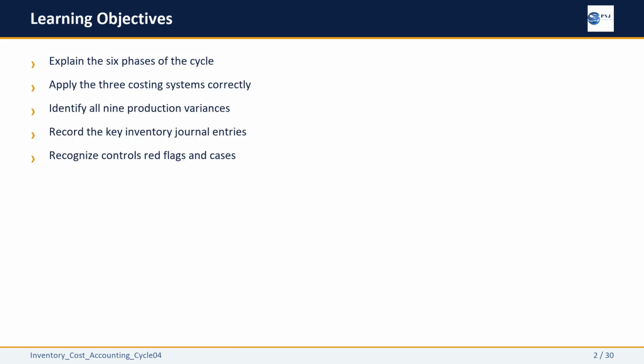Here is what this recap pulls together. You will explain the 6 phases that carry inventory from procurement to reporting. You will apply job order, process, and activity-based costing to the right business. You will identify all 9 production variances and what they reveal. You will record the journal entries that make inventory the busiest asset on the books. And you will recognize the controls, red flags, and client cases that separate advisory work from bookkeeping. Let us start with the framework.